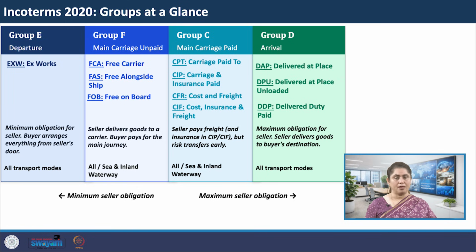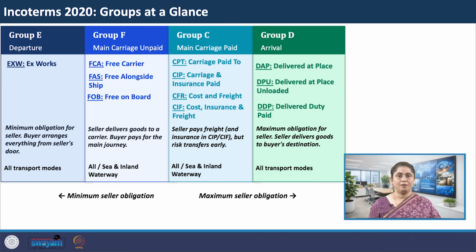Group F, main carriage unpaid. 3 terms: FCA, FAS and FOB. In all three, the seller delivers goods to a carrier or a point or a place named by the buyer. The seller handles export clearance, but the buyer pays for the main international freight. FCA applies to all transport modes. FAS and FOB apply to sea and inland waterway only.